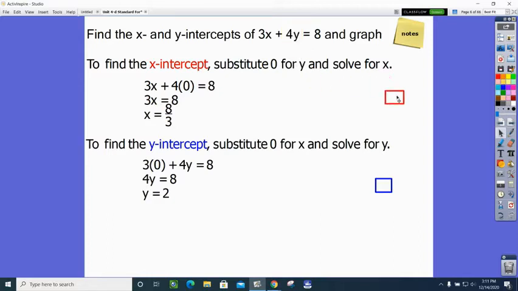Now let's say you're looking for the y-intercept. This time the x term is going to disappear when you put the 0 in. So you can just cover that up and divide by 4, and you get the y-intercept. Now once you have these, plot 8/3 on the x-axis, plot 2 on the y-axis, connect them, and you've got the line.